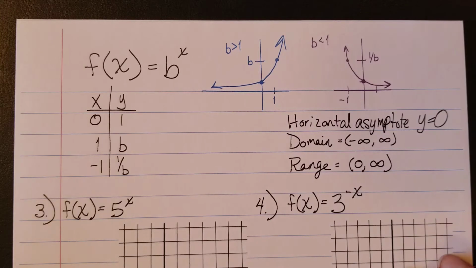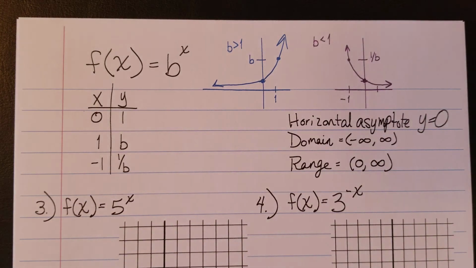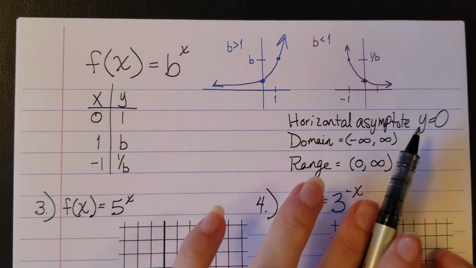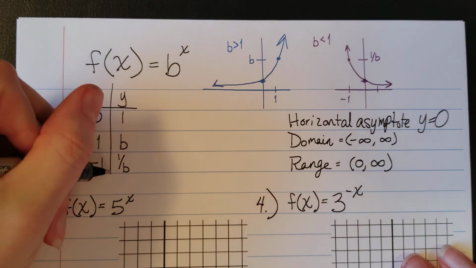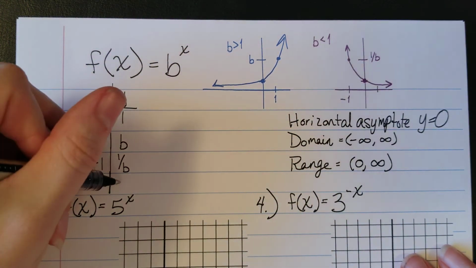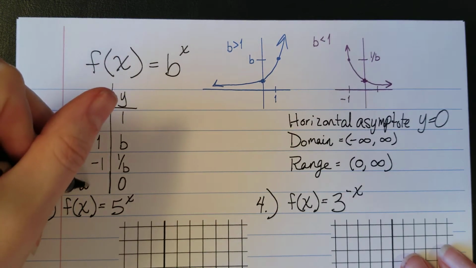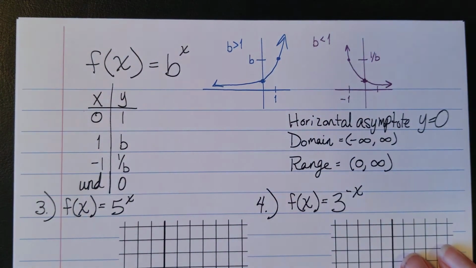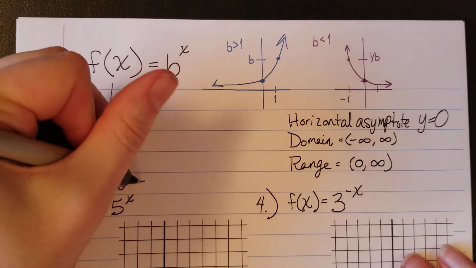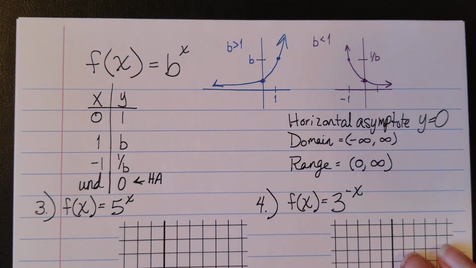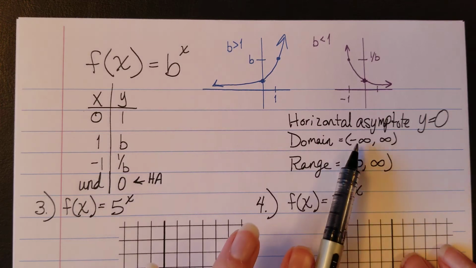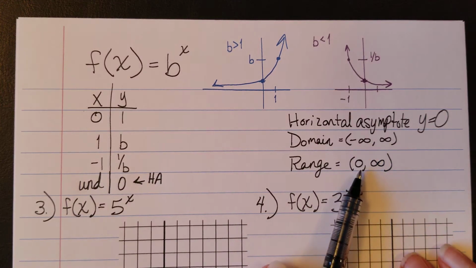And then also I should have added onto my table the asymptote, because every exponential function always has a horizontal asymptote. And for the basic one, it's at 0. So my 0 goes here, and that's undefined. When I have undefined on my table, I know that's the horizontal asymptote. So the domain of an exponential function is all real numbers, and the range would be from 0 to infinity.